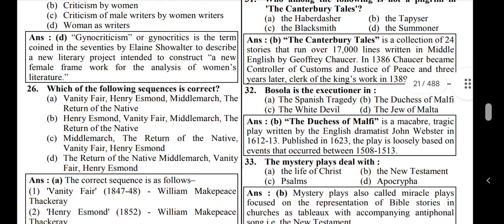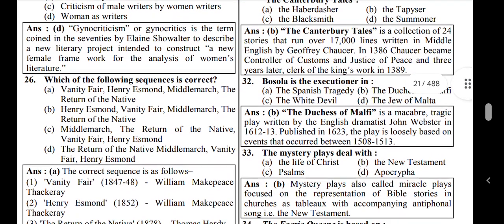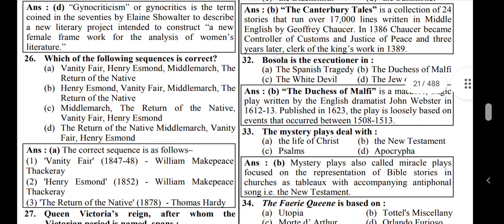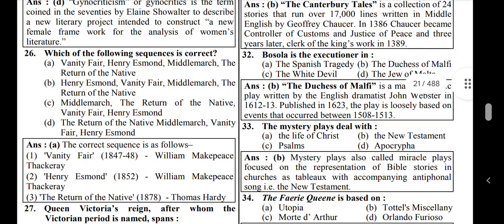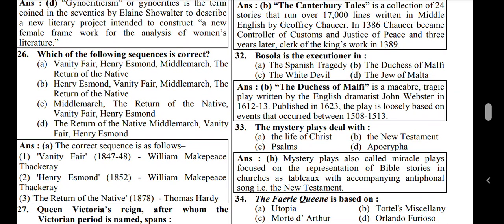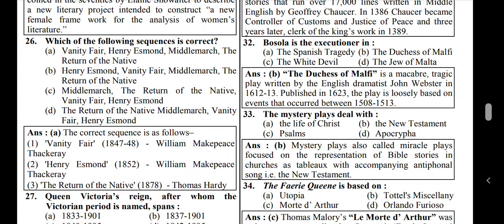See, Vanity Fair was written by William Makepeace Thackeray, and Henry Esmond was written by the same William Makepeace Thackeray, and The Return of the Native was written by Thomas Hardy, and Middlemarch was written by George Eliot. Vanity Fair was published in 1847 to 48, and Henry Esmond in 1852, and The Return of the Native in 1878. So the right option is A, Vanity Fair, Henry Esmond, Middlemarch, The Return of the Native.